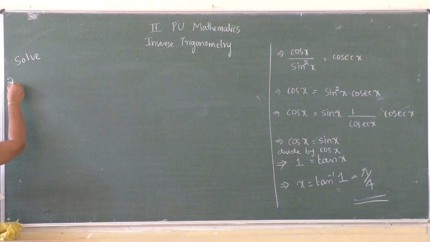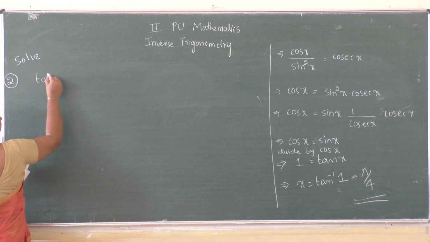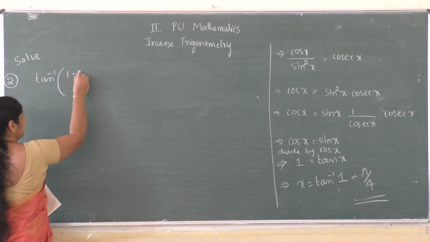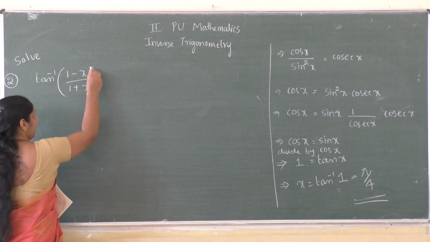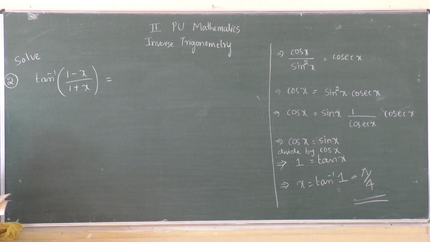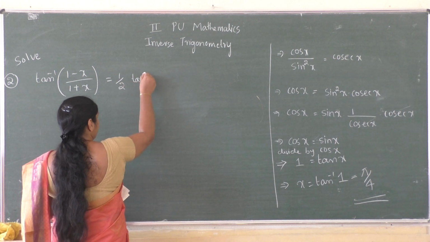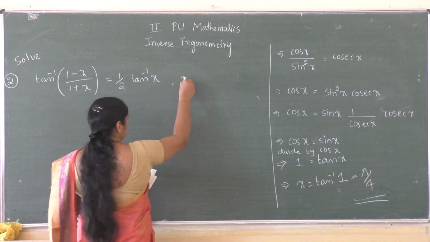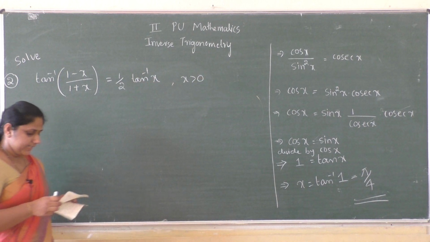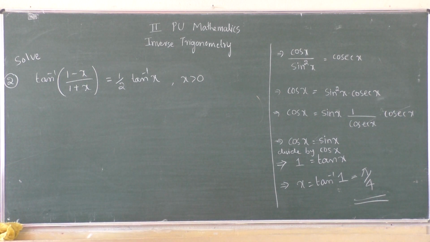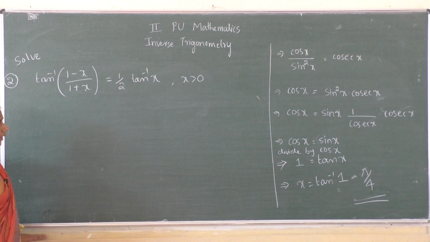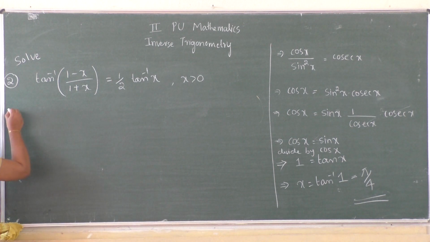Now question number 2, that is tan inverse of 1 minus x by 1 plus x equal to half into tan inverse x, where x greater than 0. You have to find the value of x here.